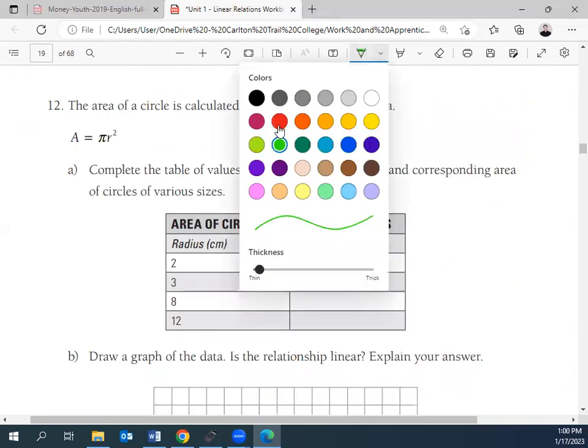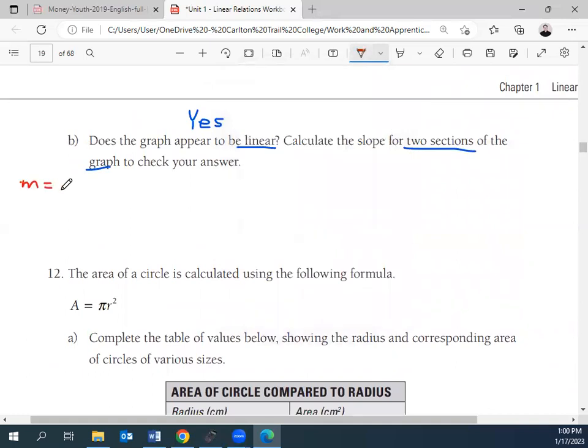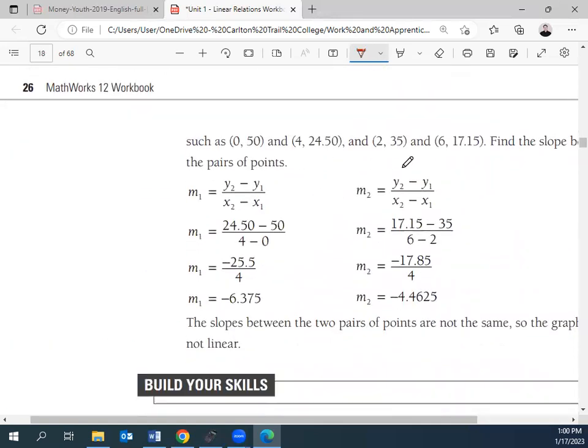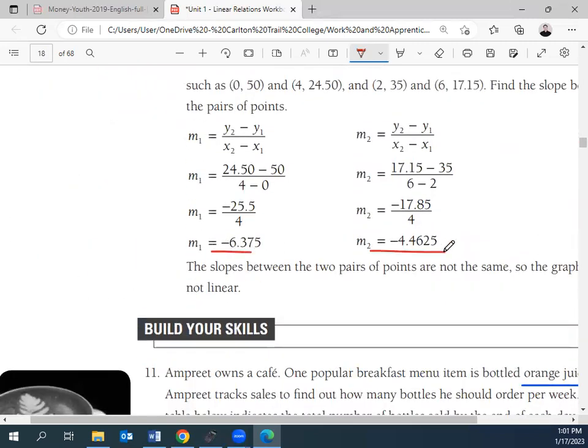And you can do that with m is equal to y2 minus y1 all over x2 minus x1. That's how you do that, and you're going to be doing that twice. To give you an idea what that should look like, side by side, we have the same formula. They just took 2 different sections of their graph up here, and they saw that the slope is different, which means it's not a linear graph.